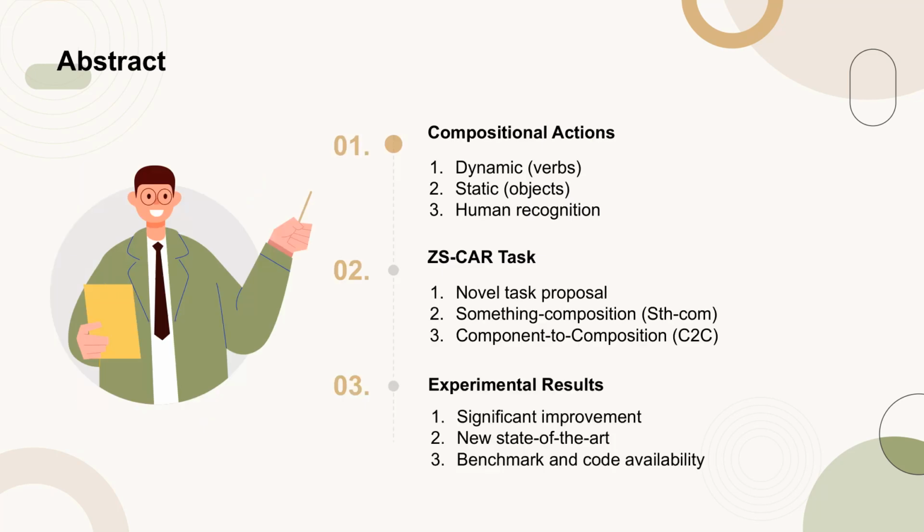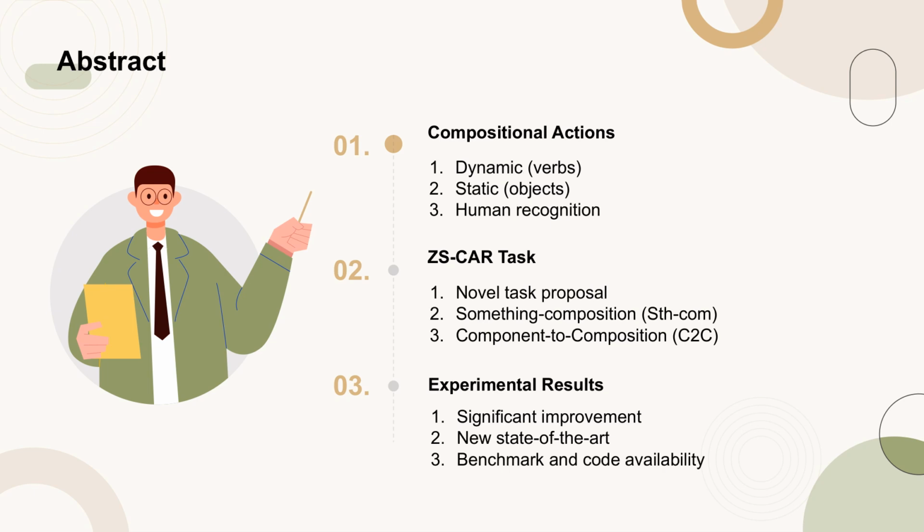The abstract introduces the concept of compositional actions, which involve dynamic elements like verbs and static elements like objects. Humans can recognize these compositions easily, but machines require a model with compositional generalization ability. To address this, the authors propose a new task called Zero-Shot Compositional Action Recognition, ZSCAR.